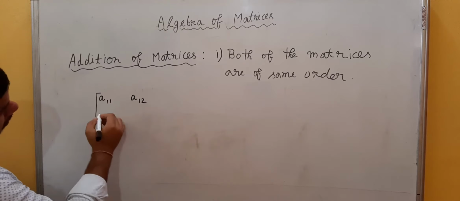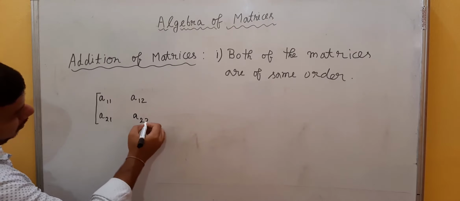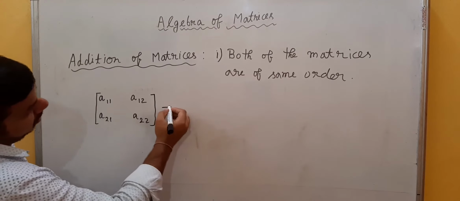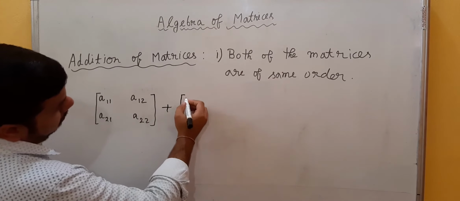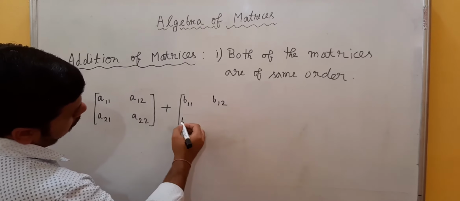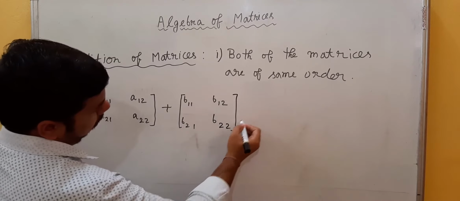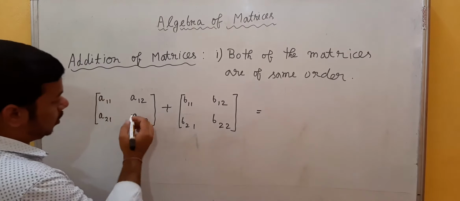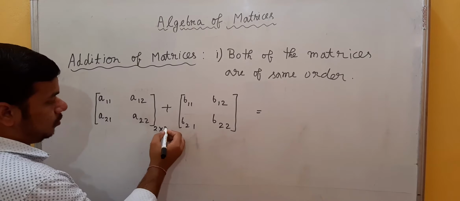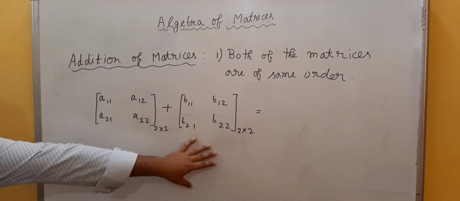Let us consider a 2 by 2 matrix A11, A12, A21, A22. Let us take any other matrix B11, B12, B21, B22. Now how can we add? First of all, check the order. Its order is 2 by 2, its order is also 2 by 2. So both matrices can be added.